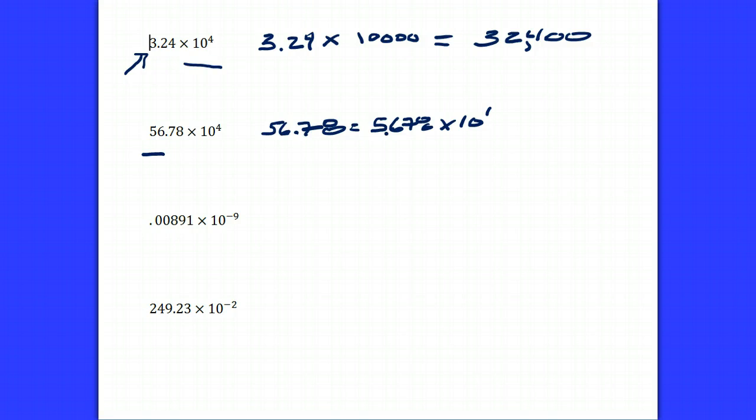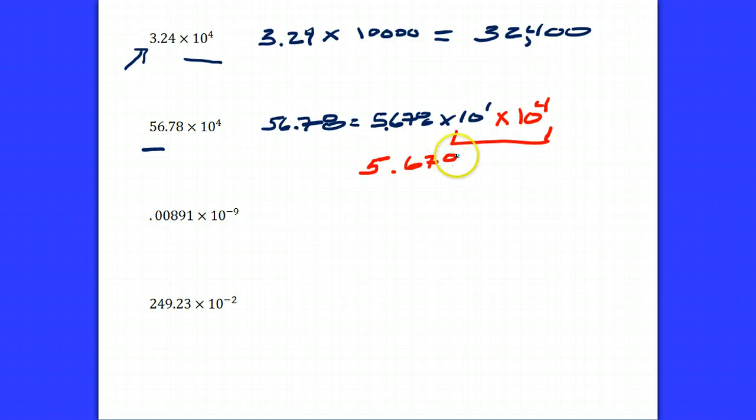Then I'm going to tack back onto the end of it the part that was originally written, times 10 to the fourth. We know when we are multiplying like bases, we add the exponents. So let's go ahead and do that. To change this to scientific notation, we would write out the part that's not scientific notation as scientific notation, and then 4 plus 1 is 5. So 56.78 times 10 to the fourth in true scientific notation is 5.678 times 10 to the fifth.